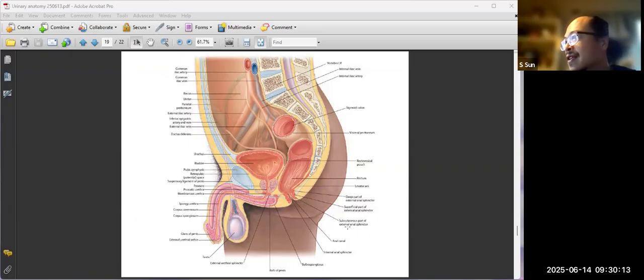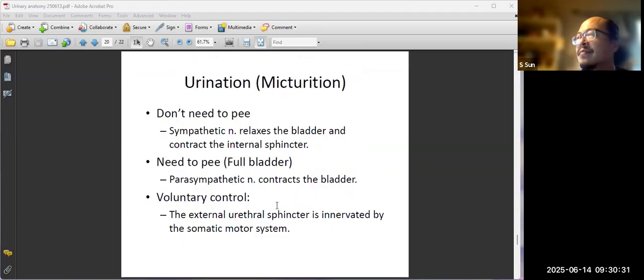Again, right here you have the external, what does it say here? Anal, external anal sphincter right here. So this is all part of the pelvic floor muscle right here. Urination is also called micturition. This involves the control of the internal sphincter as well as the external sphincter.